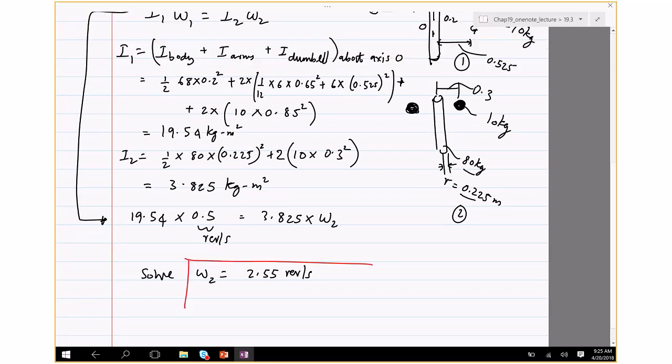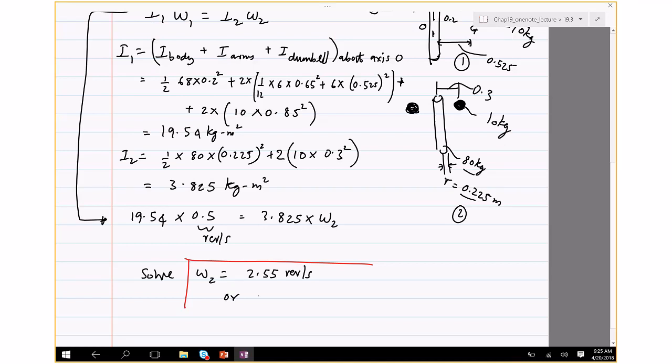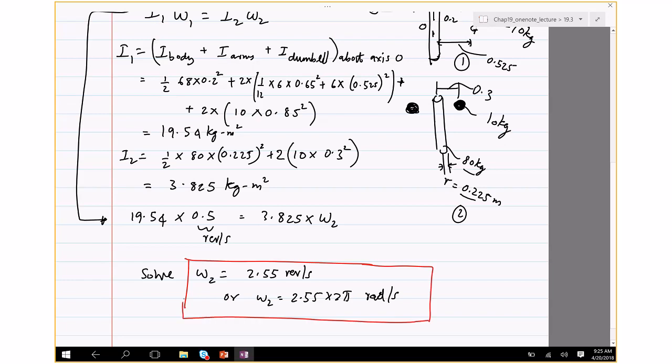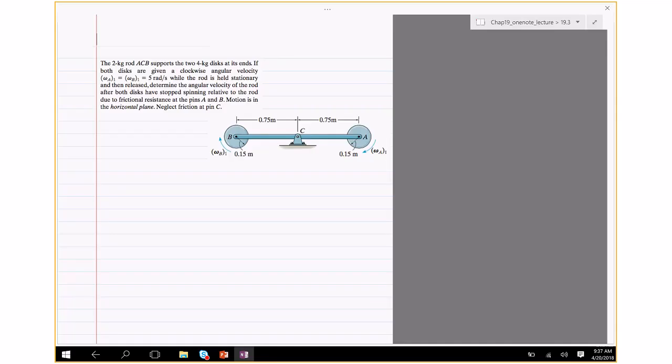Okay, if you want, you can also write omega 2 is 2.55 times 2 pi radians per second, because one revolution is 2 pi radians. You can write either way as long as the units are right. It's fine. Okay, any questions on this? Any questions? Okay, so here is a video demonstration Friday. That will be the 2 review days.